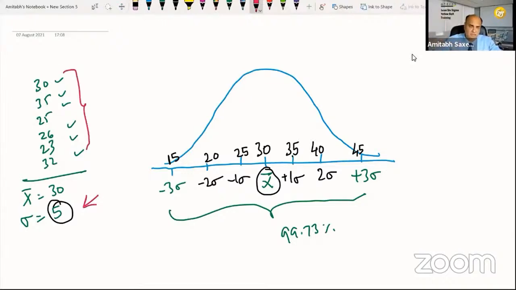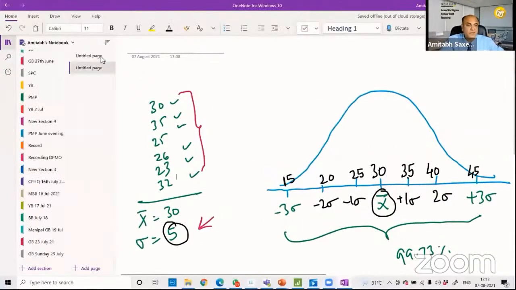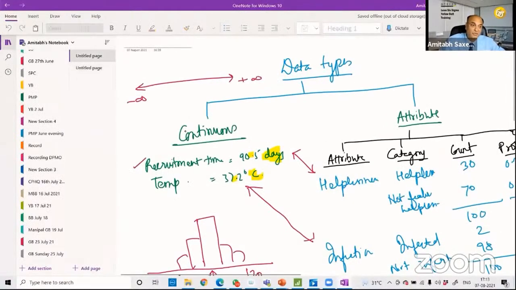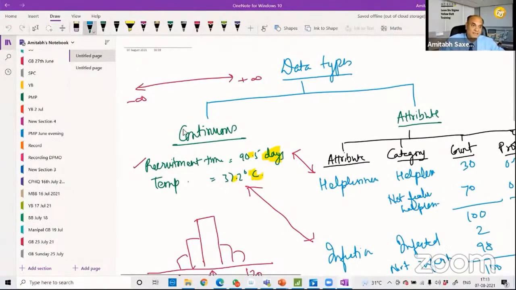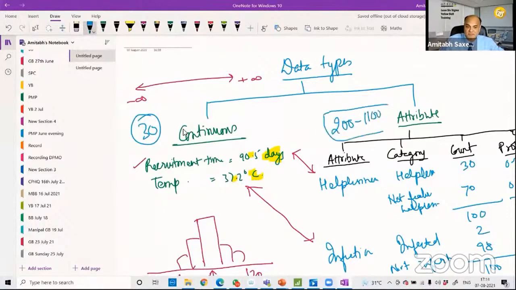How did I get it? I collected the data for 30, 40 samples. By the way, let me tell you one more thing. For continuous data, you need to collect only 30 samples. And for attribute data, you need to collect around 200 to 1,100 samples. There is a statistical basis for that, coming from the central limit theorem. I have another video explaining this very clearly and easily with a simple example. You can watch it on my channel.